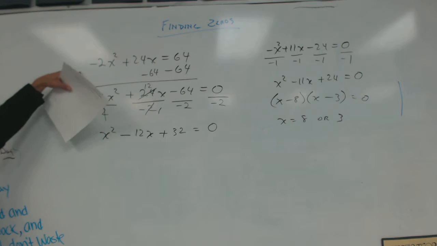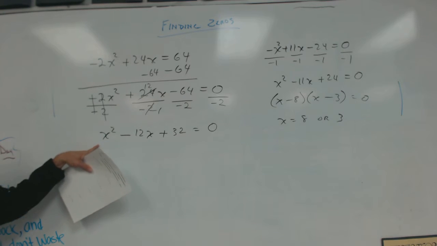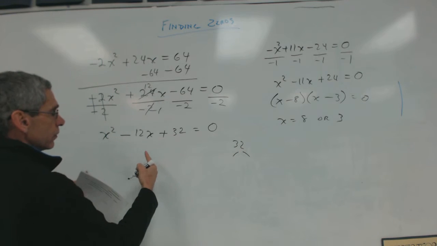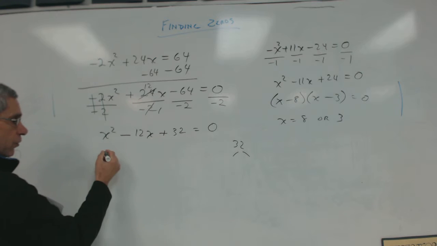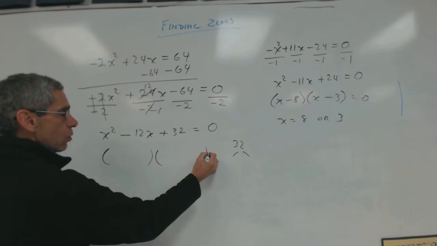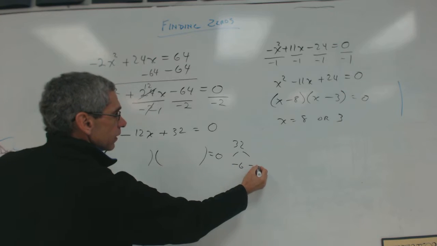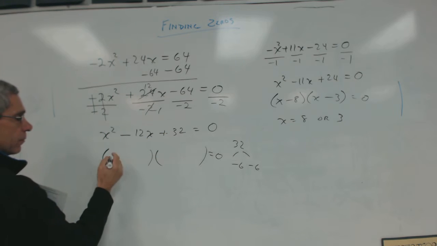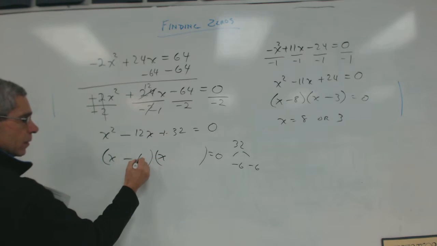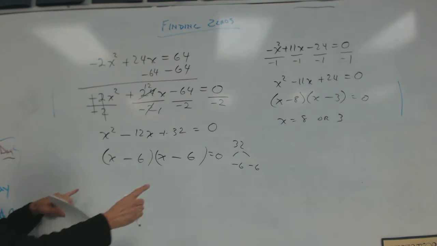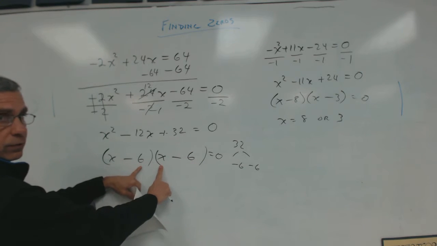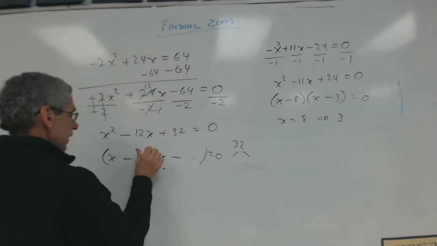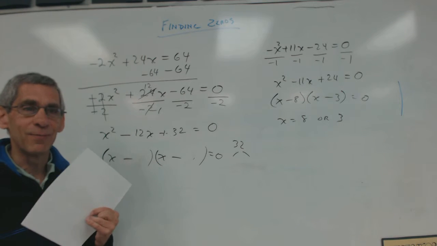Great, now I suddenly turn that into something very manageable. I'm looking for factors of 32 that add to negative 12. It's positive 32, so both signs have to be the same. Negative 6 and negative 6. If you multiply that, negative 6x plus negative 6x equals negative 12x. Not, sorry, 32. Oh, right, sorry. My bad.